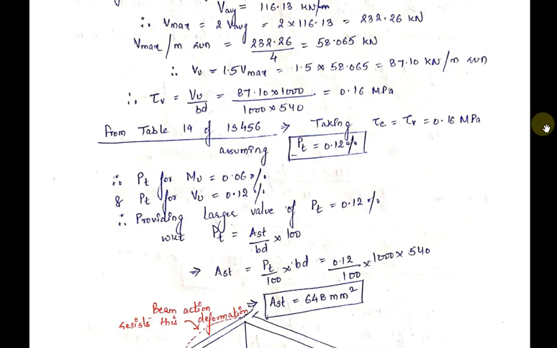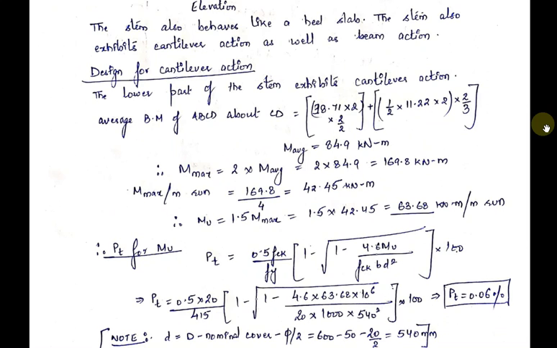Now let's find out the area of reinforcement for this bending moment. Let's consider that we are providing 20 mm dia bars and we are providing nominal cover as 50 mm. Therefore, the effective depth can be calculated by this formula: total depth minus nominal cover minus phi by 2. That is 600 minus 50 minus 20 by 2. You will get 540 mm. And therefore, the effective depth is 540 mm.